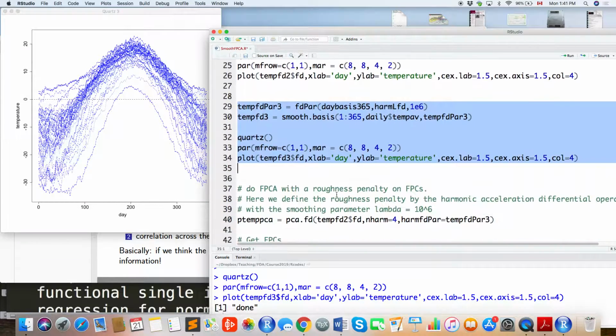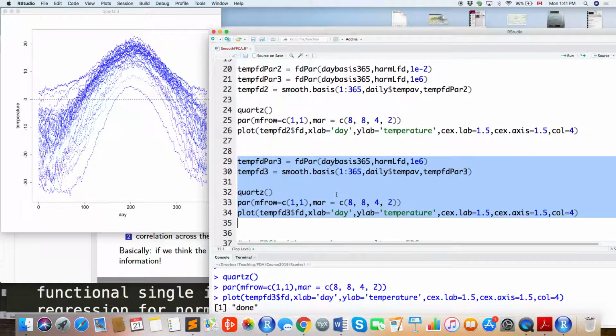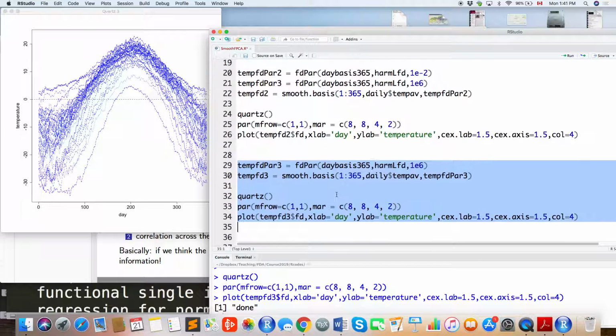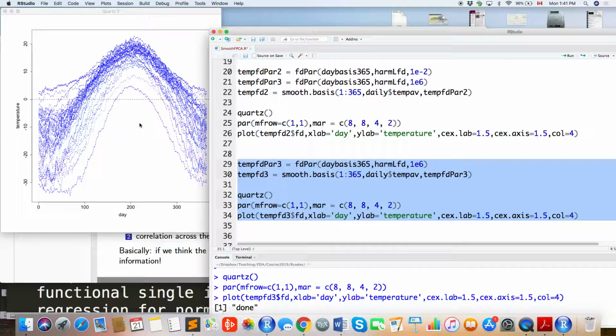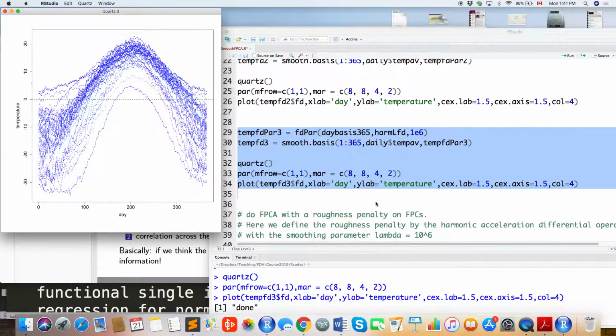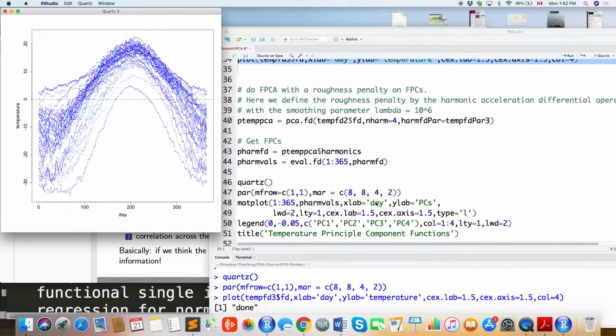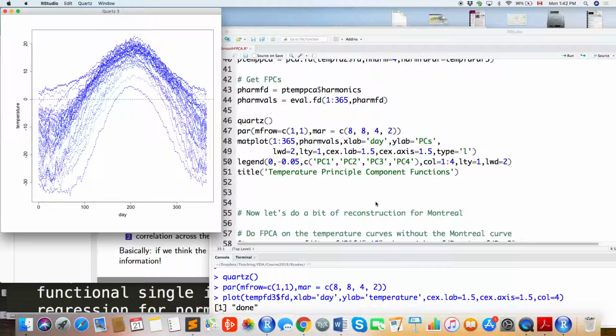So therefore, we will use a kind of rough estimation on these curves. In this case, I will recommend lambda equal to 10 to minus 2 when we do the FPCA. Okay, so let's see how it looks.